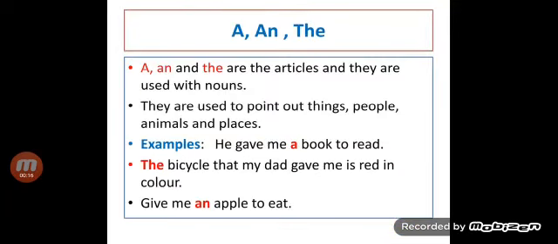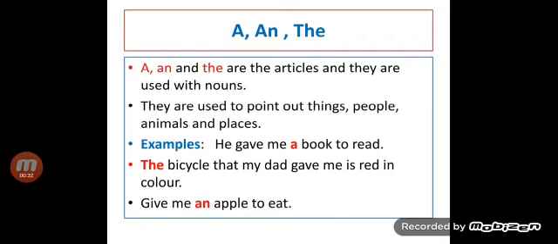Students, today we are going to move to our next topic, that is articles. You all might have read about articles in your previous class, but today we will discuss something more about this topic, in which we will come to know about classification of articles, usage of articles, omission of articles.